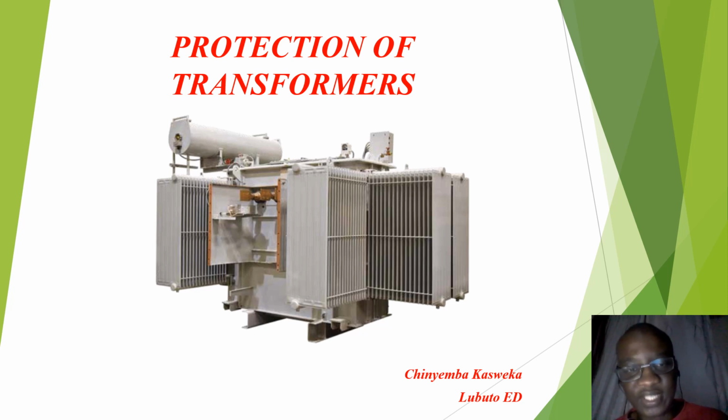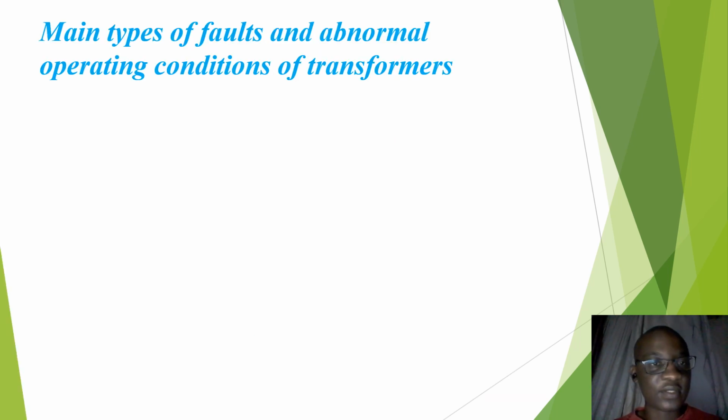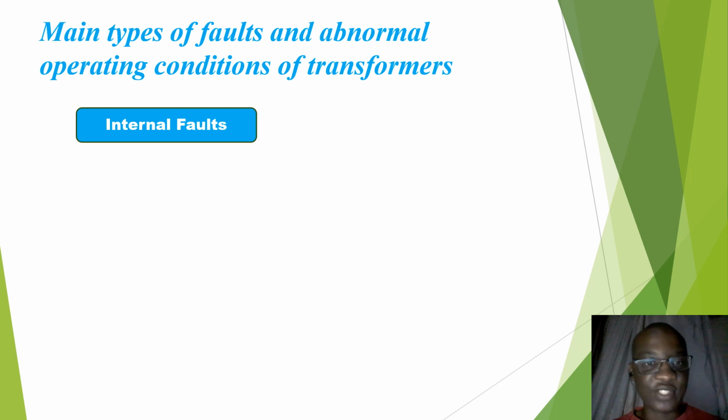Before we look at the main types of protection schemes for transformers, let us explore the faults that might compromise the operation of transformers. So let us look at the main types of faults and abnormal operating conditions of transformers. First up we have internal faults. These are faults that occur either inside the transformer or at its terminals.